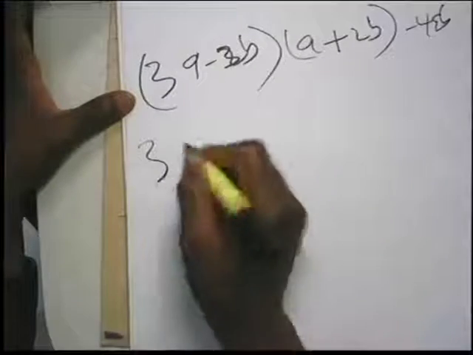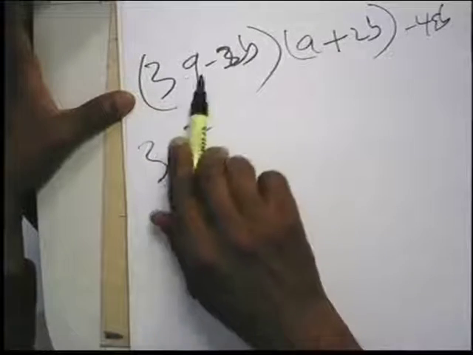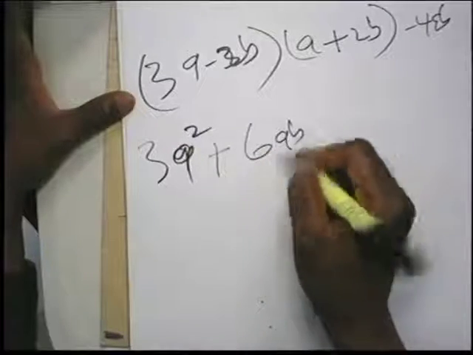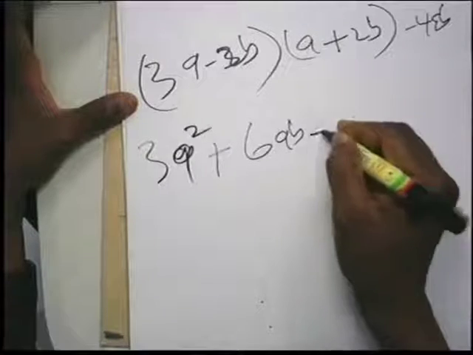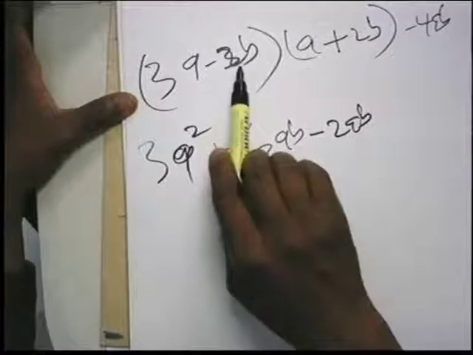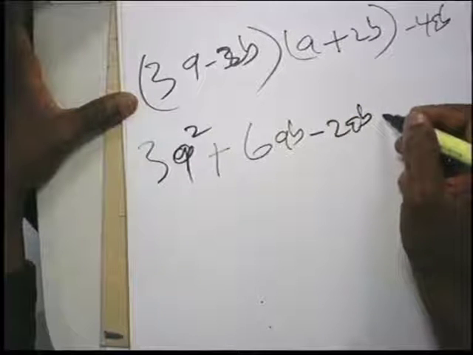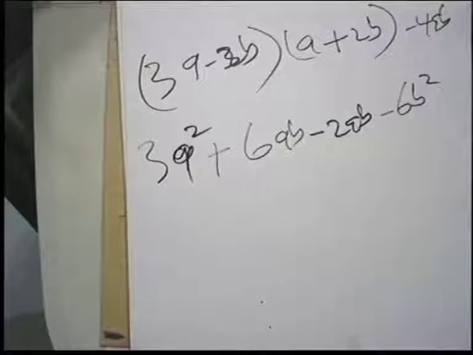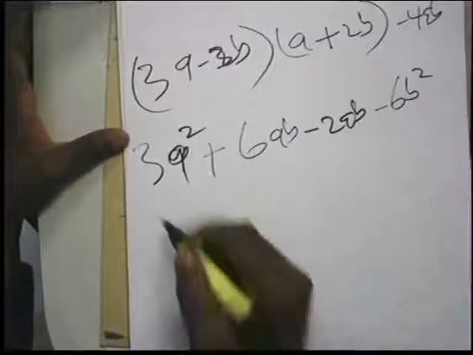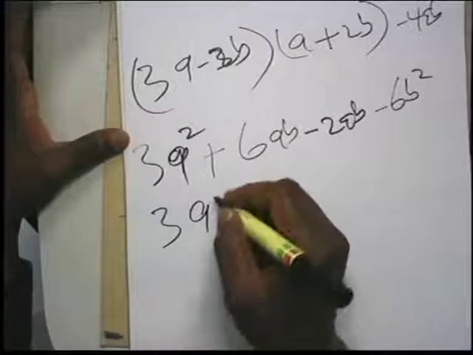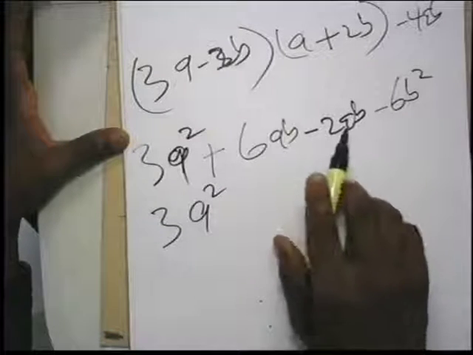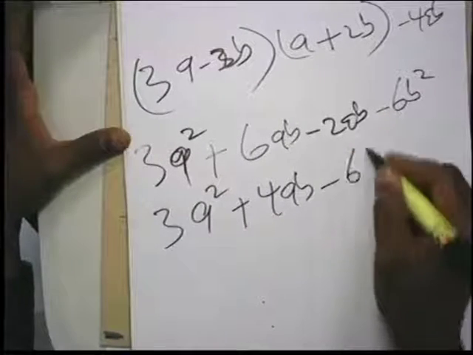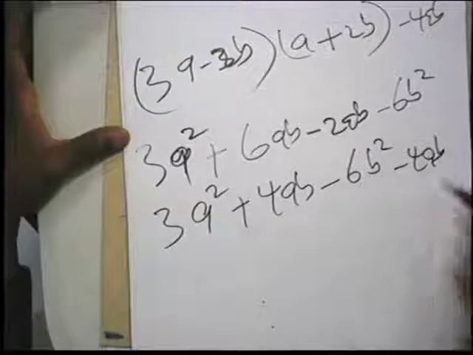3a by a, 3a squared. 3a by this, you look at the sign, very, very important, plus 6ab. This by this, minus 2ab. This by this, it will be minus 6b squared. The question says simplify. So you come in and say 3a squared, plus 4ab, minus 6b squared, minus 4ab.